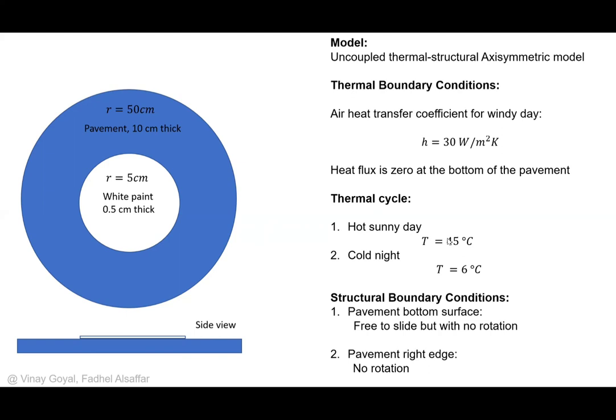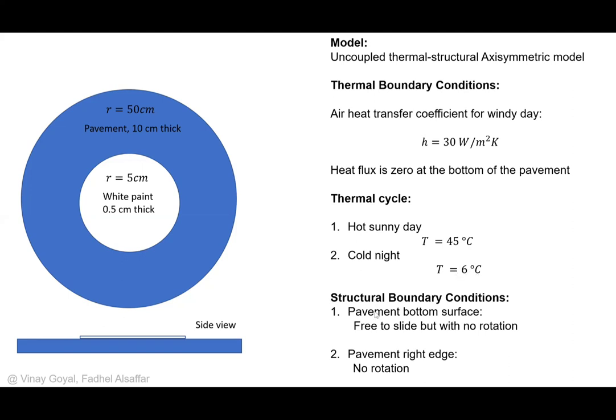And we were assuming that the peak temperature of the day, during a hot sunny day, is 45 degrees Celsius. And that's the peak temperature. And we'll have these values vary a bit till we reach the maximum and then decrease until we reach the night. And for the cold night, we have this.